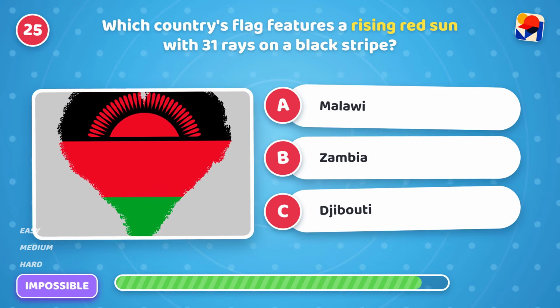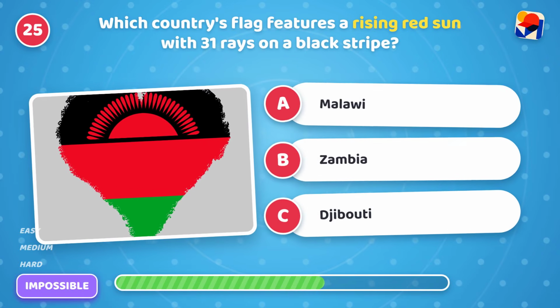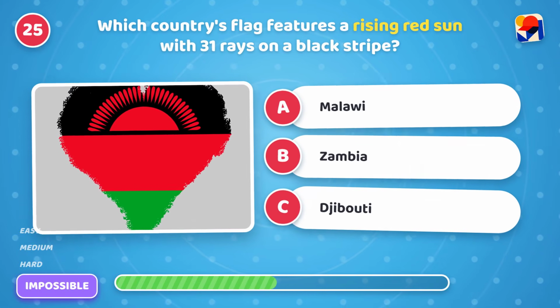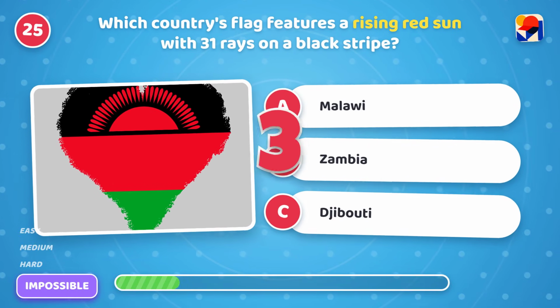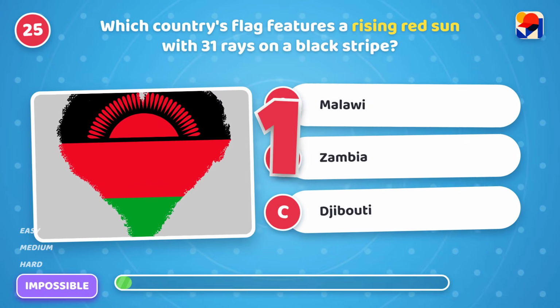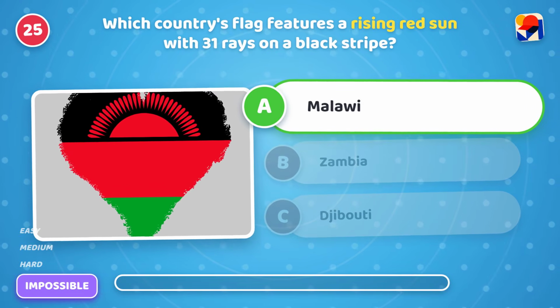Which country's flag features a rising red sun with 31 rays on a black stripe? Is it A, Malawi, B, Zambia, or C, Djibouti? It's A, Malawi. The sun represents freedom's dawn.